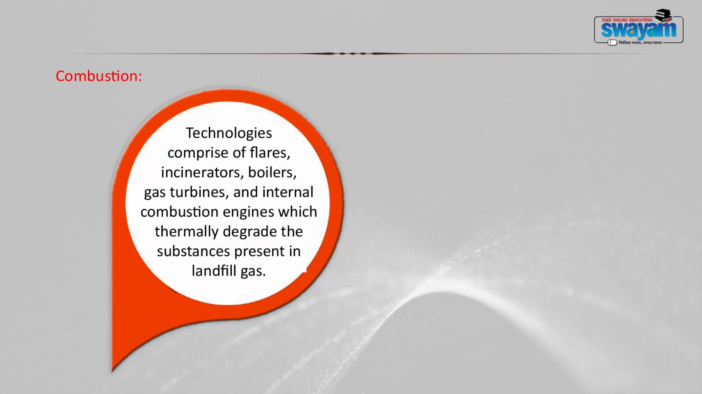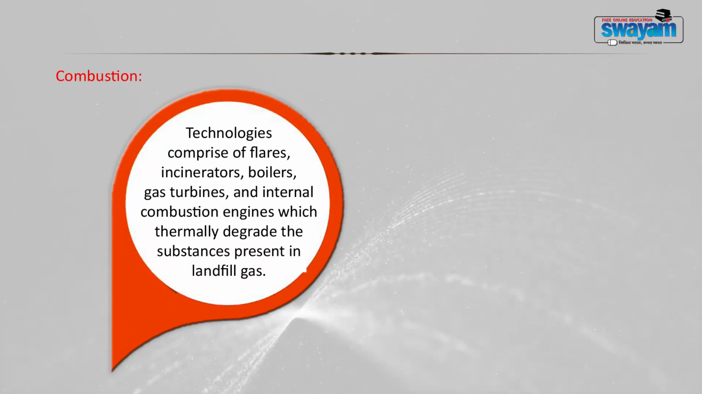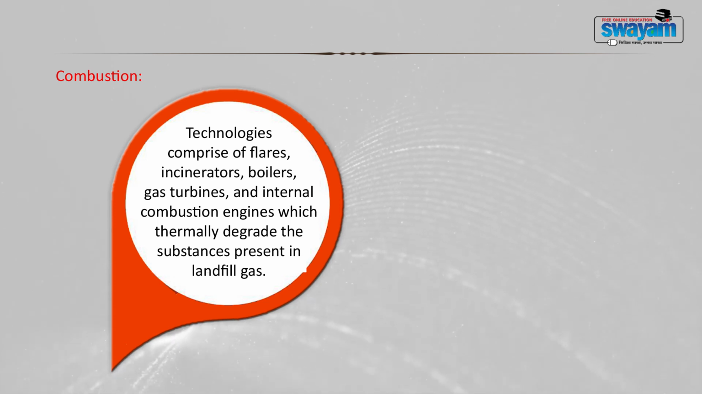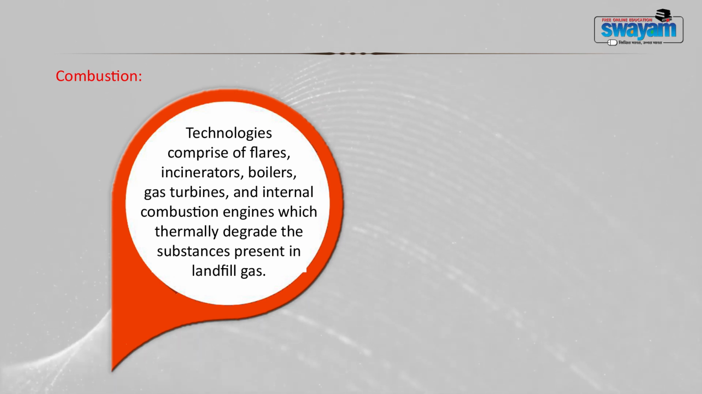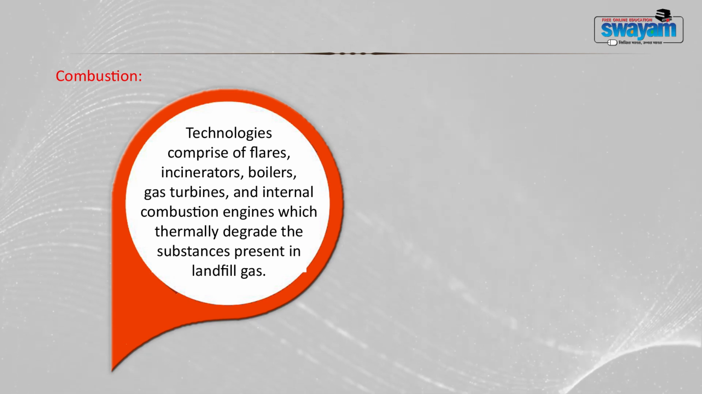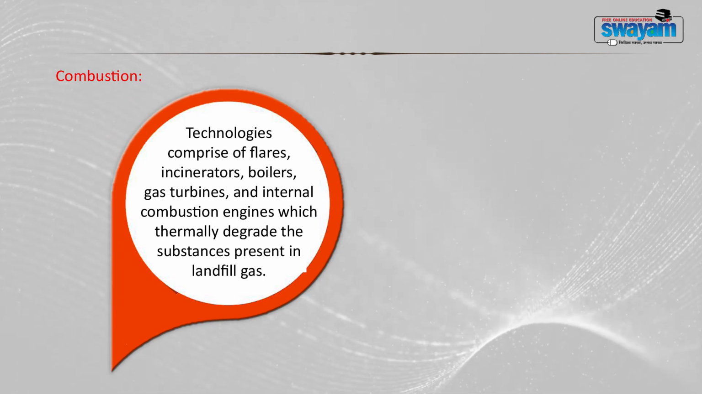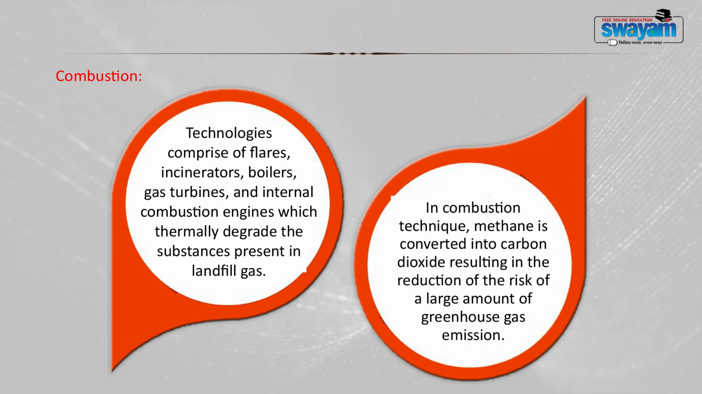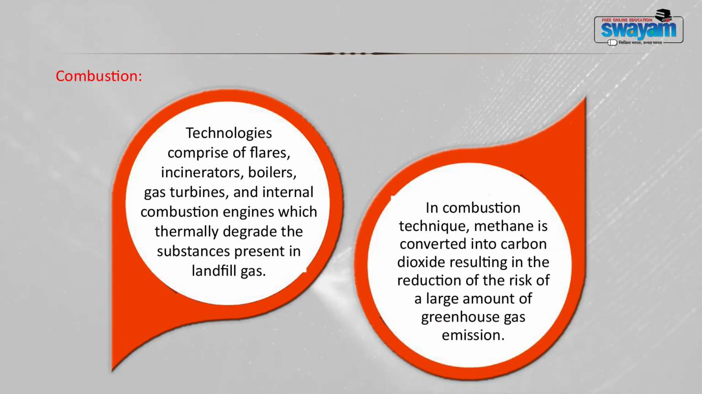Basically, there are three different treatment technologies. One is combustion, the other one is non-combustion technology, and the other one is odor control technology. In combustion technology, you use flares, incinerators, boilers, gas turbines and internal combustion engines to thermally degrade the substance that is present in the gas. Combustion technology converts methane into carbon dioxide and thereby reduces the risk of greenhouse gas emission.